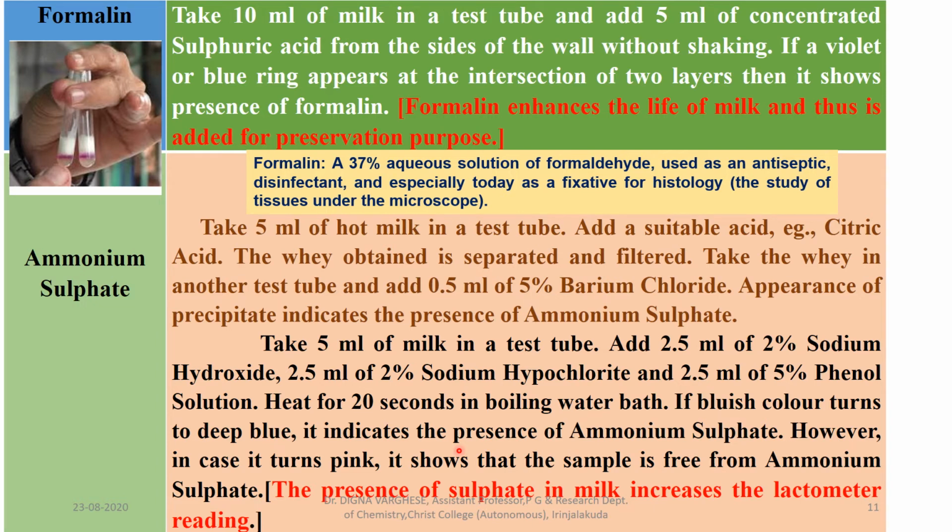We can take 5 ml of milk in a test tube, add sodium hydroxide, add sodium hypochlorite, and add phenol. Within 20 seconds on a boiling water bath, the color changes from blue to deep blue. That indicates the presence of ammonium sulphate. However, if it turns pink, it shows the sample is free from ammonium sulphate.